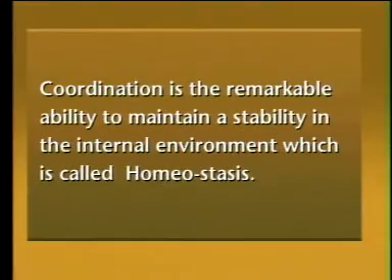Organization means working together in a regular manner so that timing and relationship result in a smooth and effective activity. All these activities can be achieved by a process which is known as coordination. Coordination is the remarkable ability to maintain a stability in the internal environment, which is called homeostasis. In short, we can say that coordination is brought about by the nervous and endocrine systems. Let's first discuss the nervous coordination.